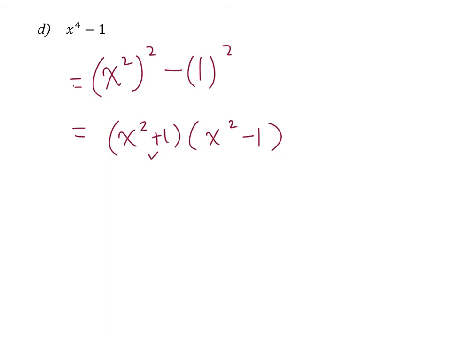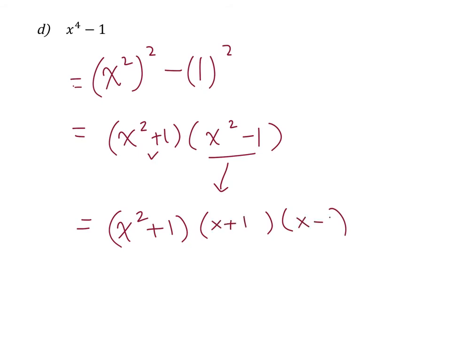X squared minus 1, on the other hand, x squared is a perfect square, 1 is a perfect square, so this one I'm actually going to expand again. So I'm left with just copying this x squared plus 1 down, and this x squared minus 1, I'm going to factor one more time. I know this is going to be x plus 1 times x minus 1. So we have 2 rounds of difference of squares, so just be careful with that one.